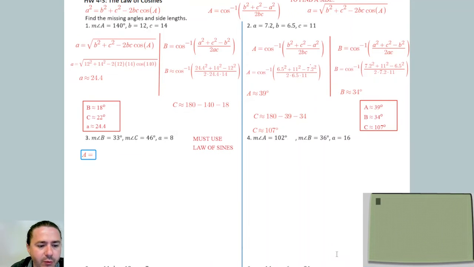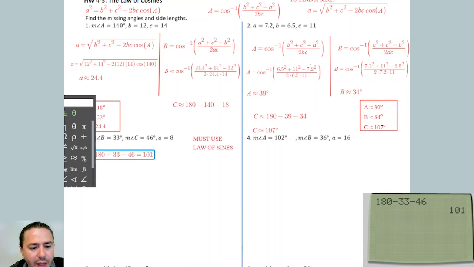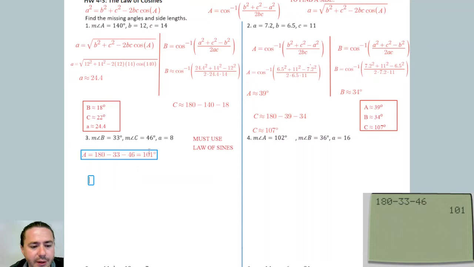So angle A is going to be 180 minus 33 minus 46, which is going to be, what was that, 79, so 101? Am I doing that? Let's check it. It'll be right around 100. Yeah, 101. Okay, so we get 101. So we got angle A right off the bat. And even if we wanted to use law of cosines, we couldn't here. I guess we could on the last one, but even then, we might as well just use law of sines.